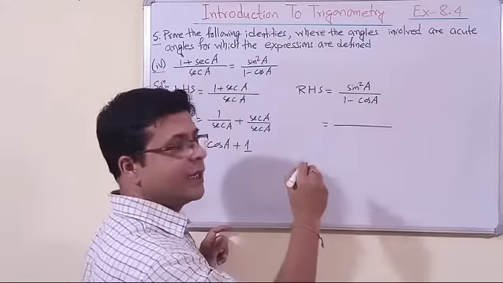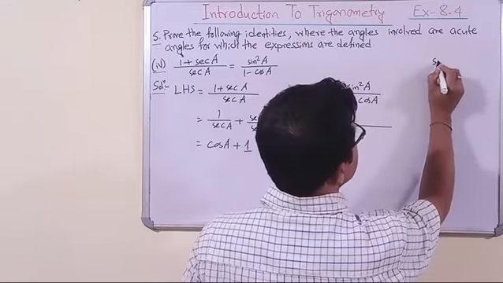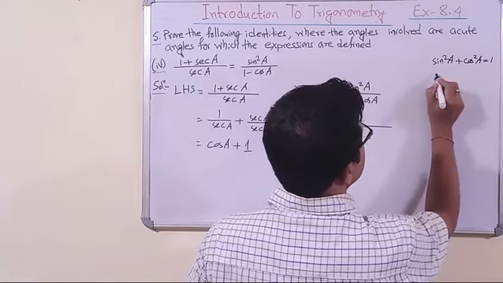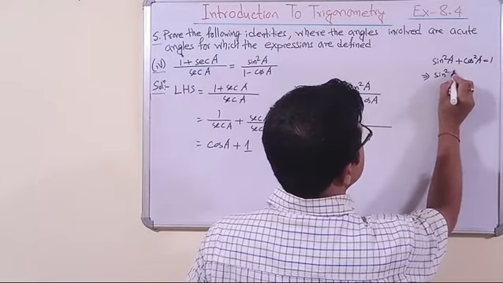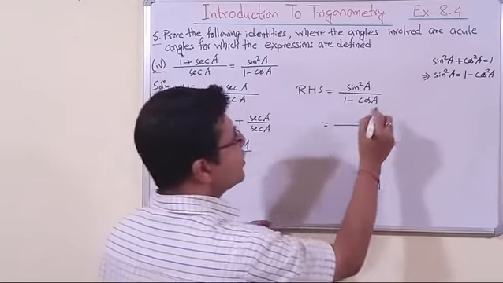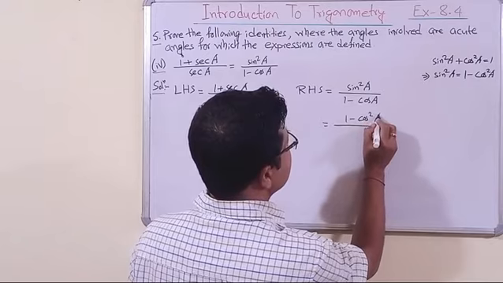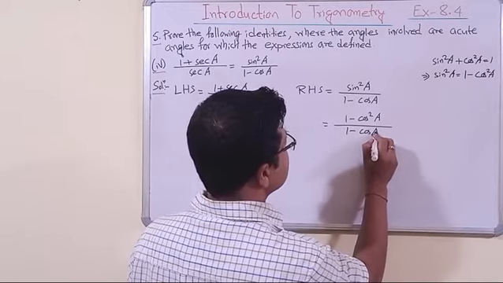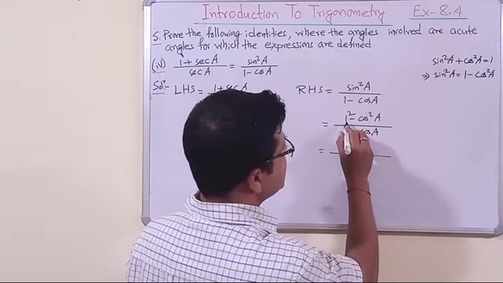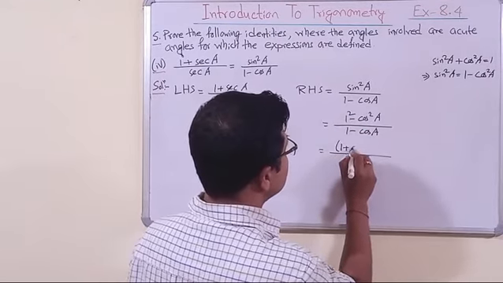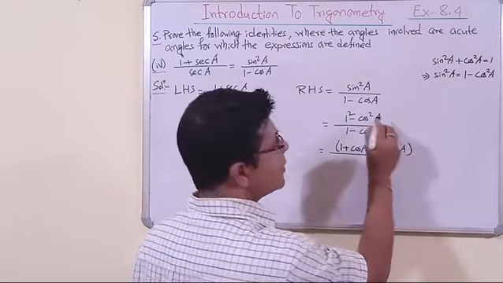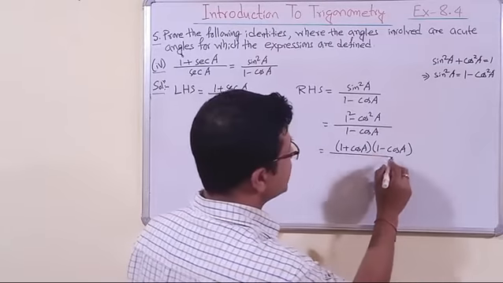Now this sin square a, according to the first identity, sin square a plus cos square a is 1. So what is sin square a? It is 1 minus cos square a. So let us write 1 minus cos square a here, divided by 1 minus cos a. Now this 1 we can express as 1 square. This is of the form a square minus b square, which is (1 plus cos a)(1 minus cos a). A square minus b square is a plus b into a minus b.